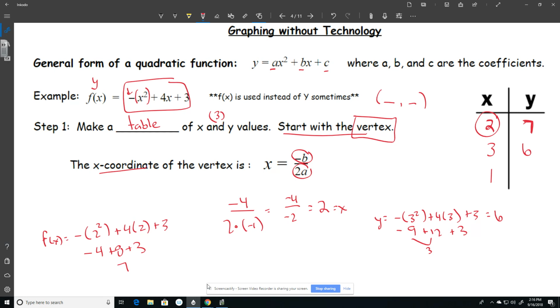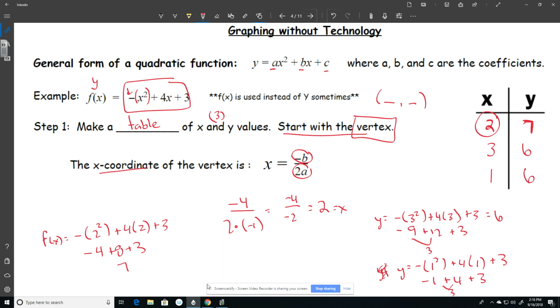And I do the same thing with the 1. If X is equal to 1, Y equals negative 1 squared plus 4 times 1 plus 3. 1 squared is 1, so negative 1. Plus 4 times 1 is 4. Plus 3. Negative 1 plus 4, that's 3. 3 plus 3 is 6. So my Y value for both of those points is 6.